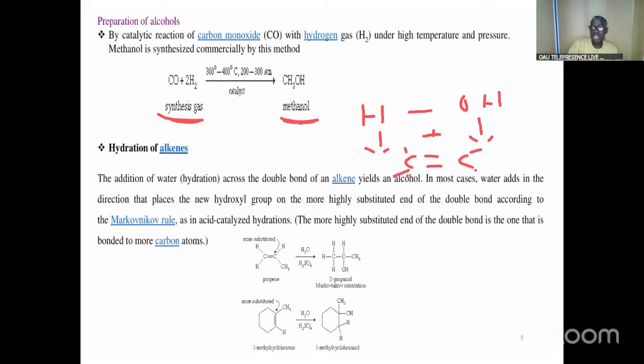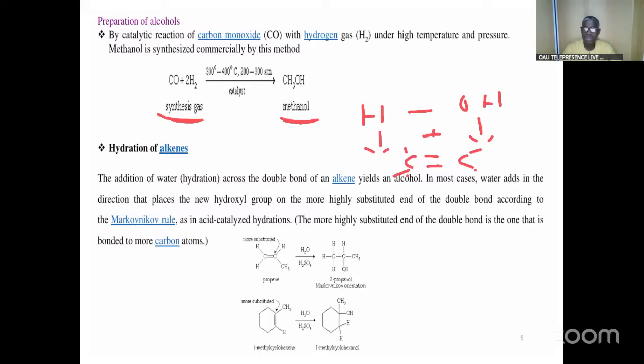In most cases, water adds in the direction that places the new hydroxy group on the more highly substituted end of the double bond. This is according to the Markovnikov rule. I hope you still remember the Markovnikov rule. Professor Olomola took you through Markovnikov in his classes, so I don't need to say much on that. I said water is added in the direction that places the OH group on the more highly substituted end of the double bond, according to the Markovnikov rule, as an acid catalyzed hydration.